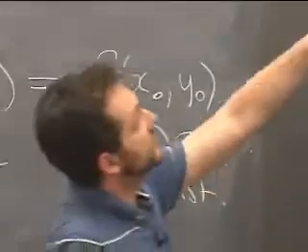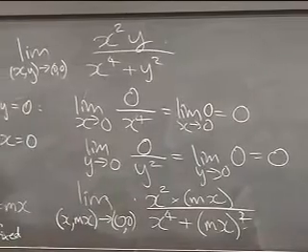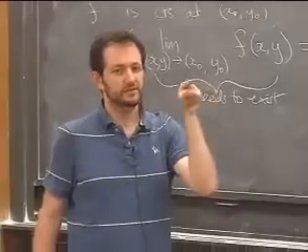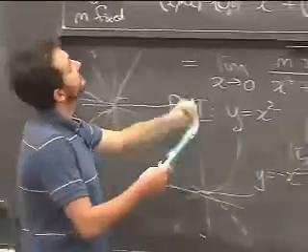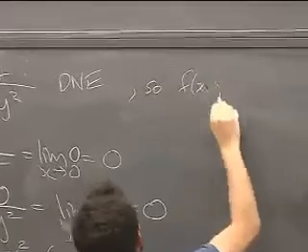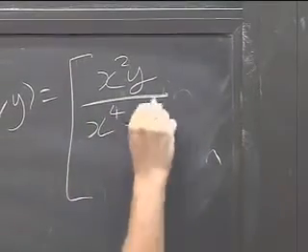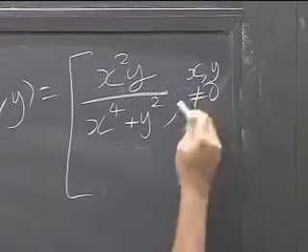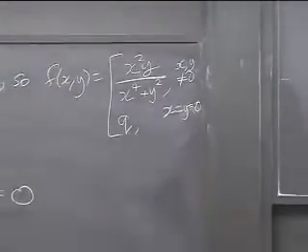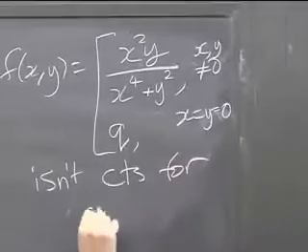So in particular, this function here, this funky one, is not defined at the origin because you can't just plug in 0 there. It's defined everywhere else. Can it be defined at the origin in a way that makes it continuous? The answer is no, because the limit does not exist. This limit does not exist, as we found out. So f of x, y equals x squared y over x to the fourth plus y squared when x and y are not equal to 0, and some number, say q, when x equals y equals 0, this can never be continuous. This cannot be continuous, isn't continuous for any q, for any choice.